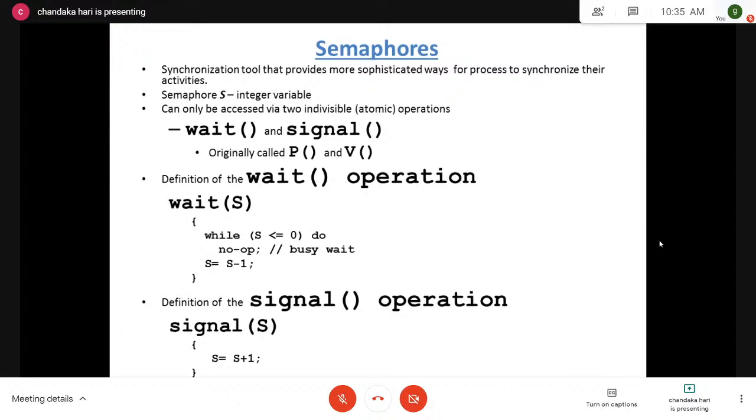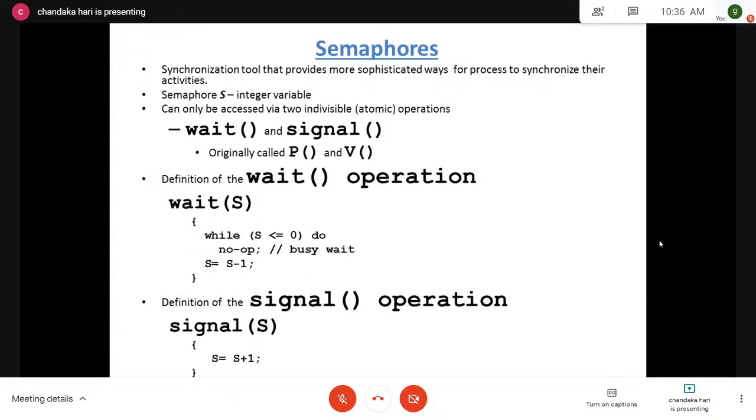Before going to that part, a very simple logic is that this S variable is initialized with 1. A semaphore is a small synchronization variable which has either 1 or 0. 1 means this particular variable is not locked by any process. And if it is equal to 0, the semaphore variable is already locked by someone. This is a simple logic.